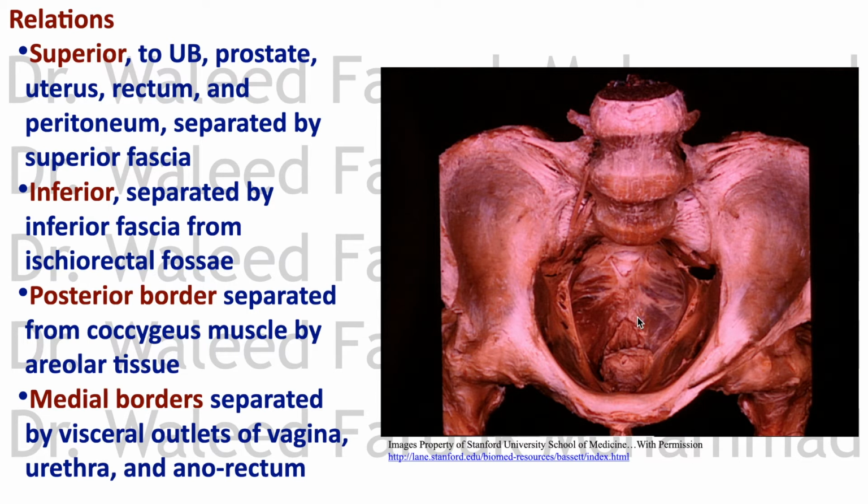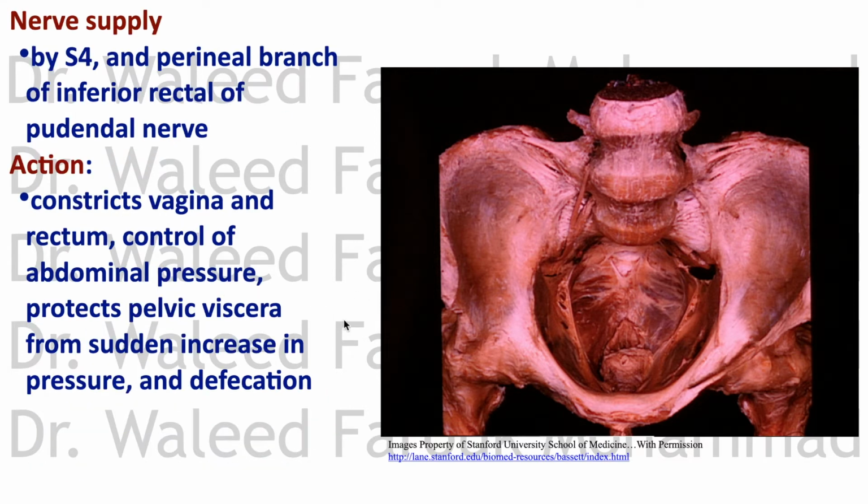Inferiorly, it is separated by the inferior fascia from the ischiorectal or ischioanal fossa on each side. We will study this in the perineum. The posterior border is separated from the coccygeus muscle by areolar tissue, a potential space filled with areolar tissue. The medial border is separated by the viscera in the middle, visceral outlets like the vagina, the urethra and the anorectum. They all, of course, separate the medial borders of the levator ani. These are the relations of the levator ani.